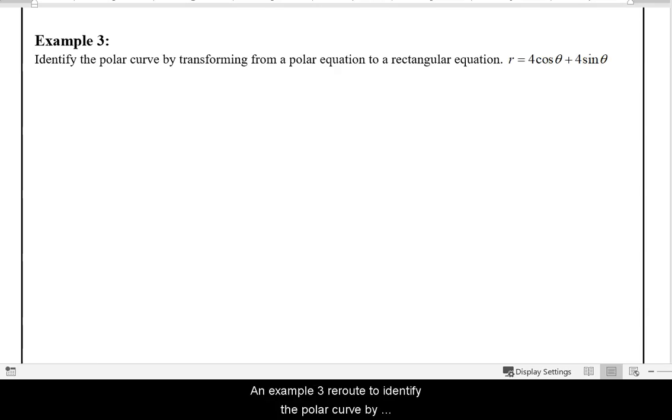In example 3, we are asked to identify the polar curve by transforming it from a polar equation to a rectangular equation. Our polar equation is r equals 4 cosine theta plus 4 sine theta. We could, of course, simply use the graphing calculator or Desmos to graph it, and then we'd know instantly what it was. But there is some value in learning to convert, since this is one of the ways that you often have to do it if you don't already know what it looks like.